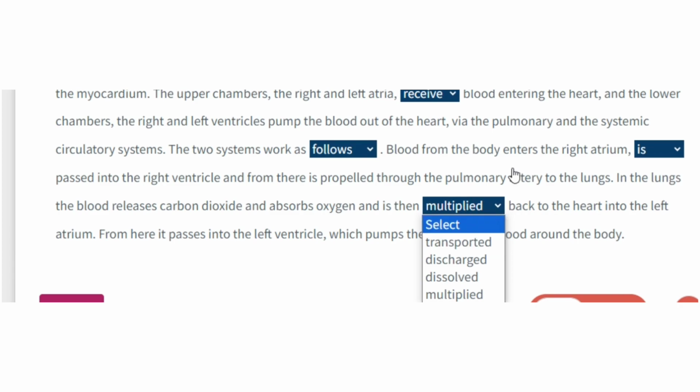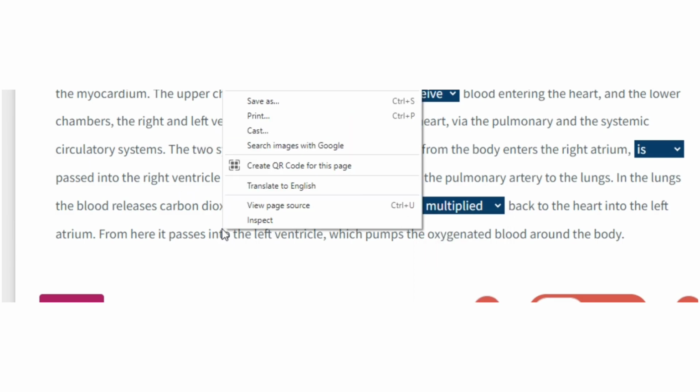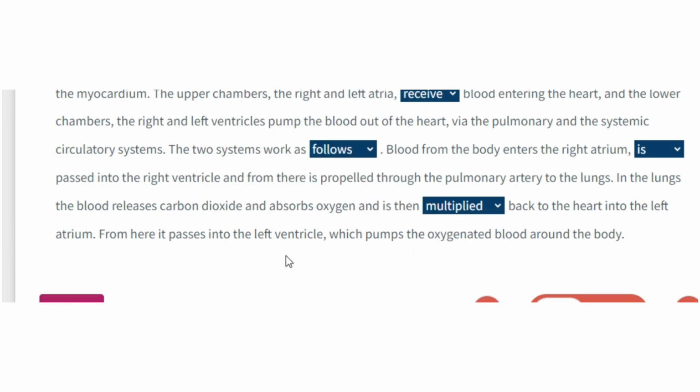Now, in the lungs, the blood releases carbon dioxide and absorbs oxygen, and is then dash back to the heart into the left atrium. Now they are talking about the blood, when it releases the carbon dioxide and takes in oxygen, then it's all about circulation. Circulation is all about the transportation of something. Oxygen is transported, so this is the answer.